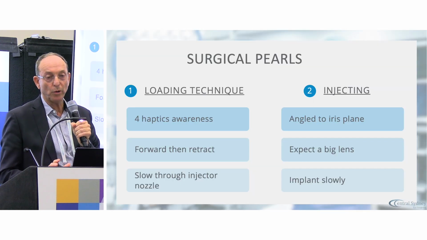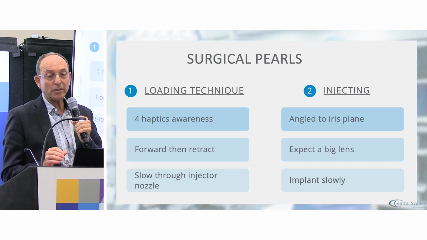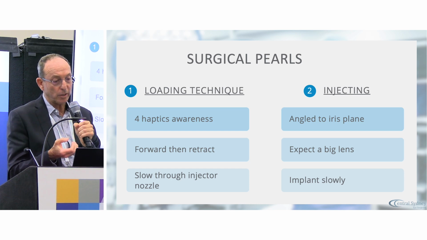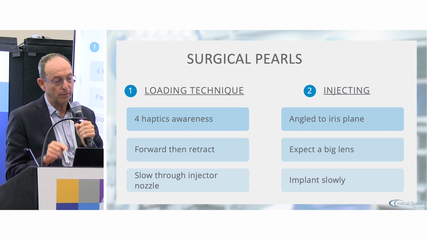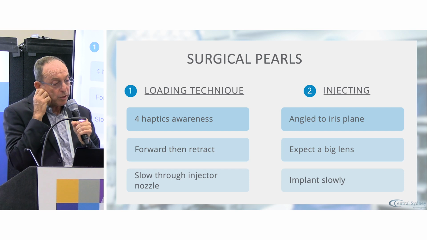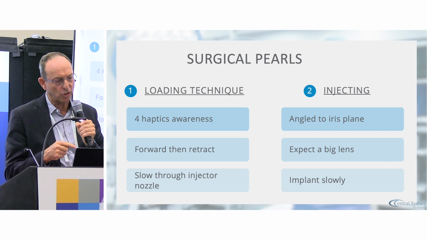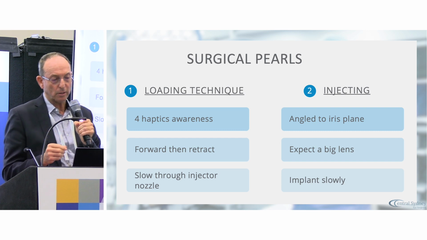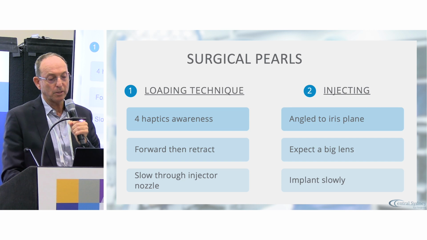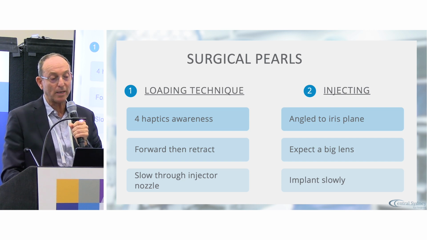So just a few pearls quickly. Loading technique, you put it in the cartridge. Each haptic's got to be under the ridge. When you put the plunger in forward and retract, you always must have viscoelastic between the lens and the plunger. Slow inject, angle to the iris. It's a big, big lens. It tends to try and get away from you, so implant slowly.